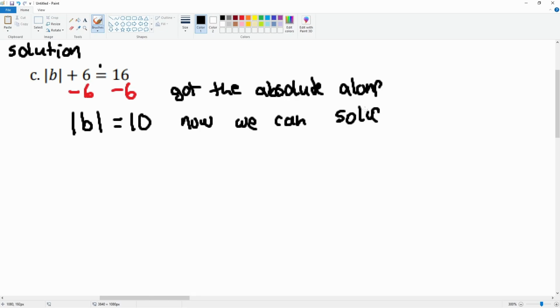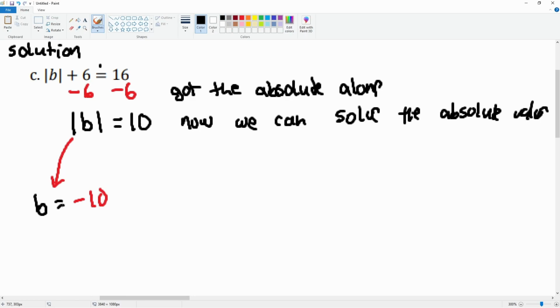All right, the absolute value. This means that this is going to be equal to -10. So b is equal to -10. And this is going to split into the right side, the +10, and b is equal to +10. b was already alone, so these are your two solutions. b is equal to -10 and b is equal to +10. All right.